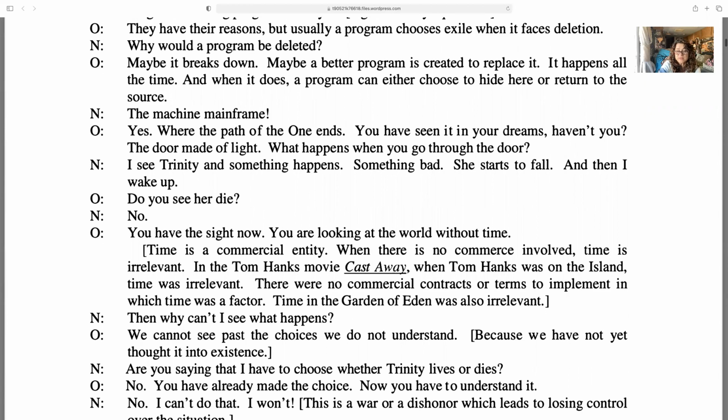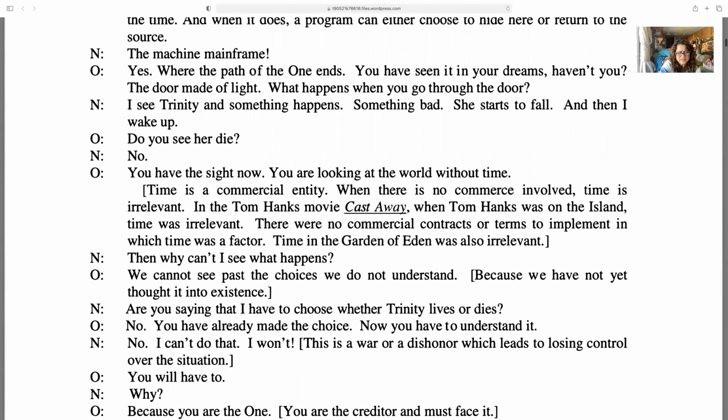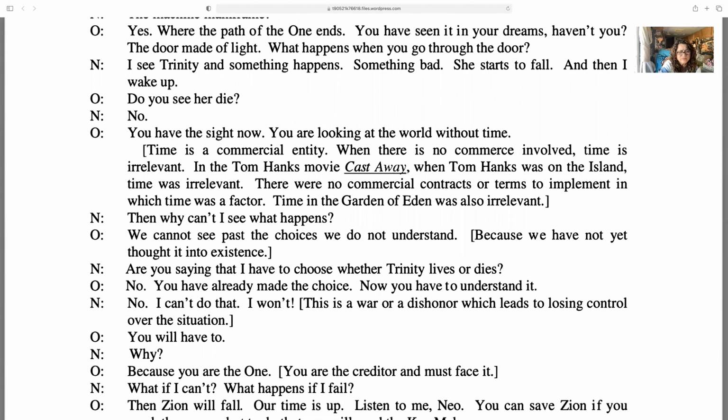In the Tom Hanks movie Castaway, when Tom Hanks was on the island, time was irrelevant. There were no commercial contracts or terms to implement in which time was a factor. Time in the Garden of Eden was also irrelevant. Neo, then why can't I see what happens? Oracle, we cannot see past the choices we do not understand because we have not yet thought it into existence.